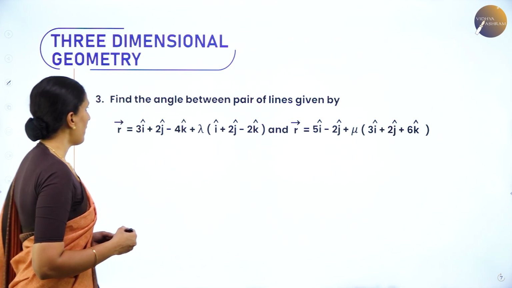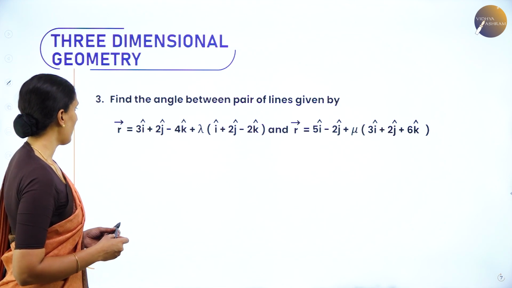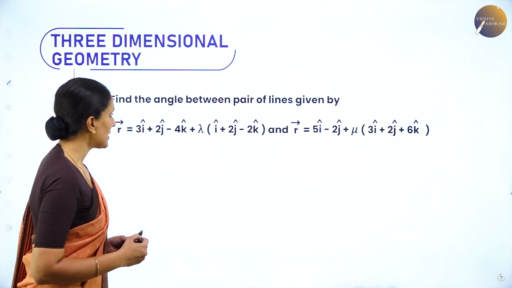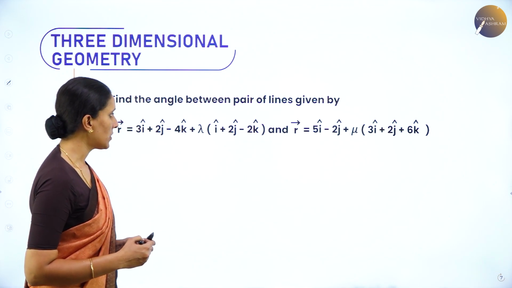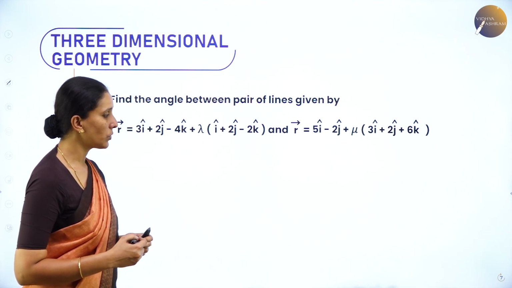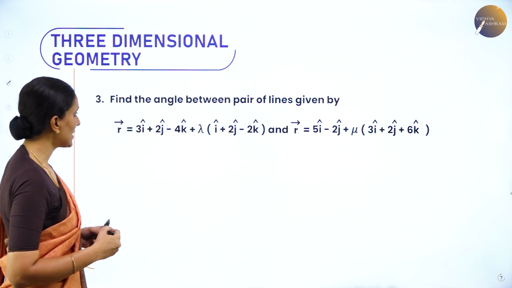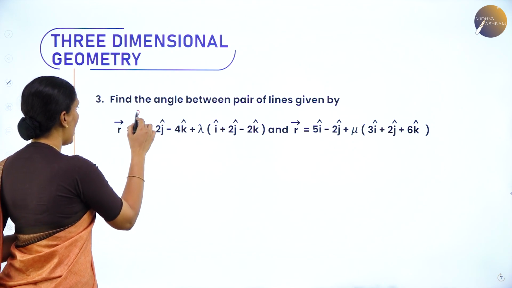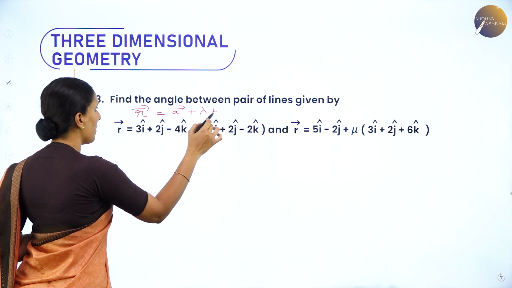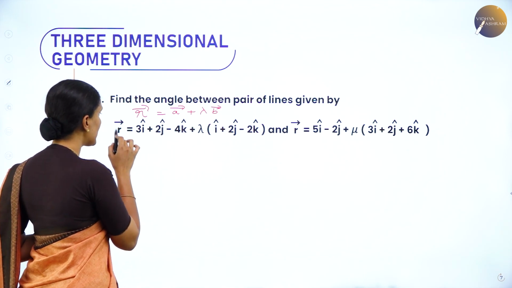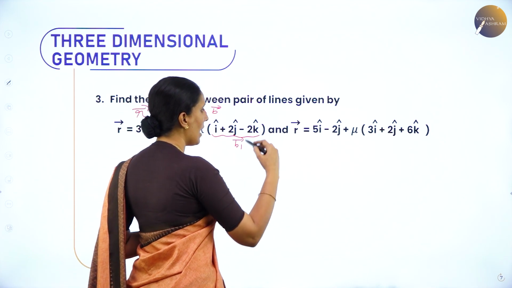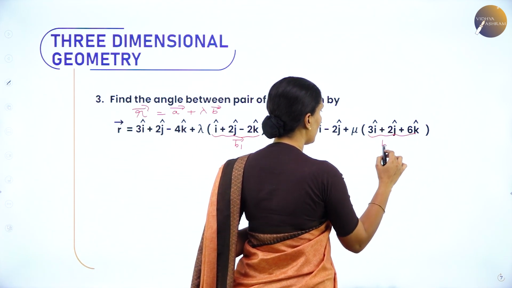Next question. Find the angle between the pair of lines given by vector r equals 3i plus 2j minus 4k plus lambda times (i plus 2j minus 2k), and vector r equals 5i minus 2j plus mu times (3i plus 2j plus 6k). So we know that vector r is always represented in the form a plus lambda b. So clearly this is a line which is parallel to the vector b1, and this other line is parallel to the vector b2.